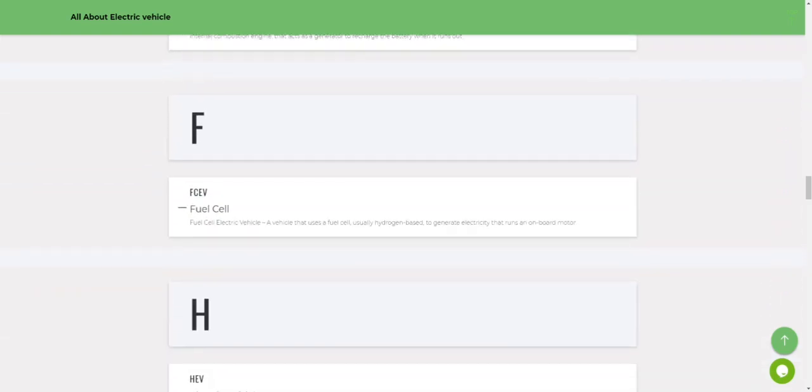Then from F comes fuels, FCEV, that is fuel cell electric vehicle. You all know what is fuel cell electric vehicle and how it works.